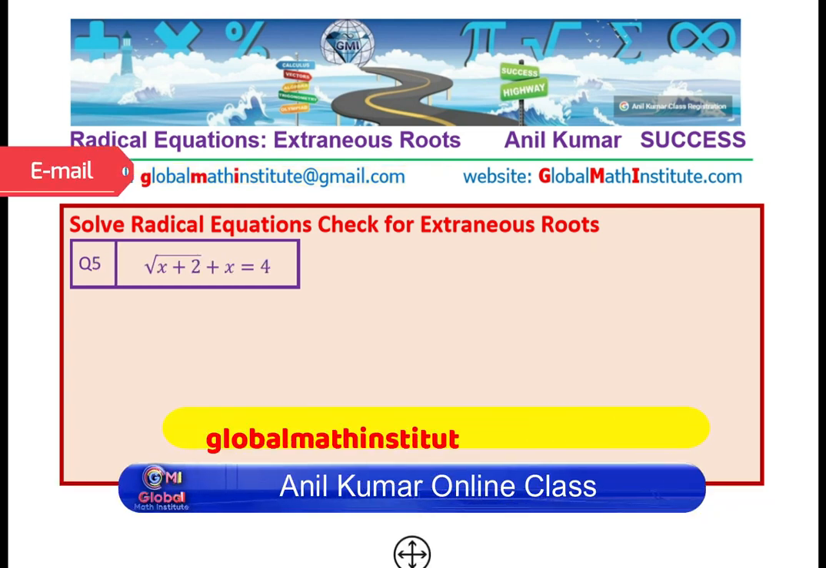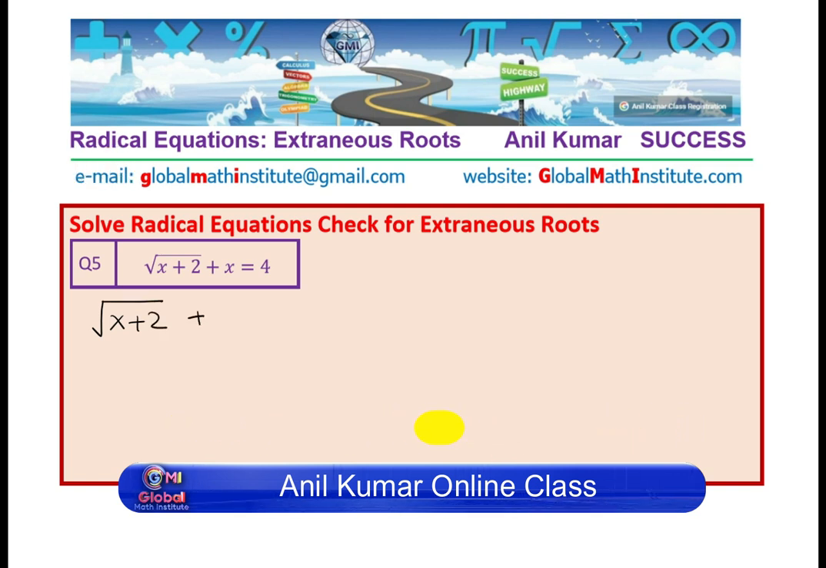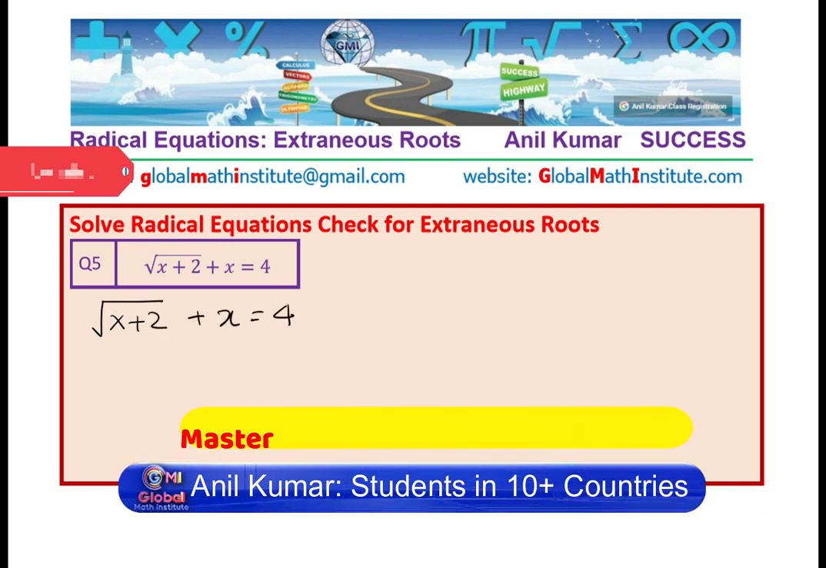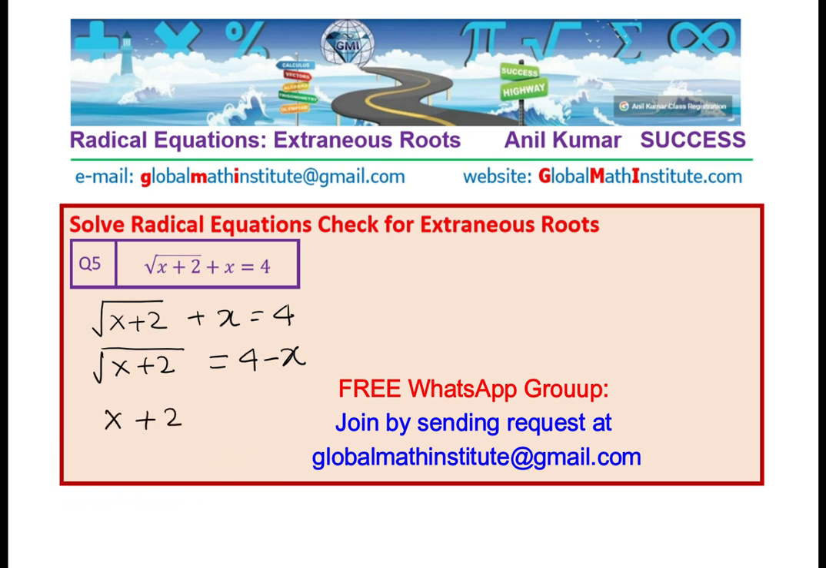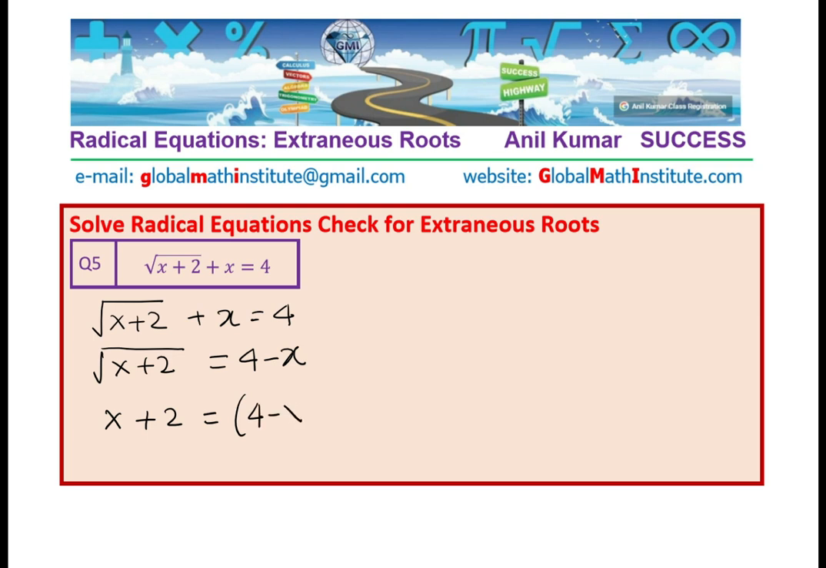Now let's take up question number 5. Question number 5 is very similar to question number 4, right? Let's rewrite the equation, which is square root of x plus 2 plus x equals 4. Now, step number 1 should be keep only radicals on the left. So we have square root of x plus 2. We have to take this x to the other side to get 4 minus x. Once you get to this position, square both sides. So squaring gives you x plus 2, and here we get 4 minus x whole squared. Perfect. So let's move forward with this.